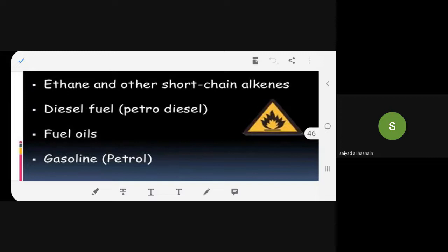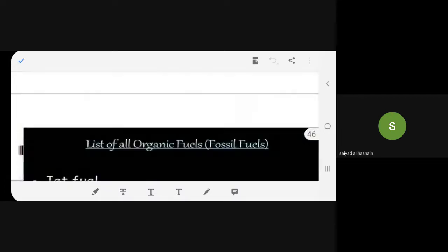Diesel fuel is what we call petrol or diesel. Fuel oils we know about, and gasoline, that is petrol. We are well aware of all these things.